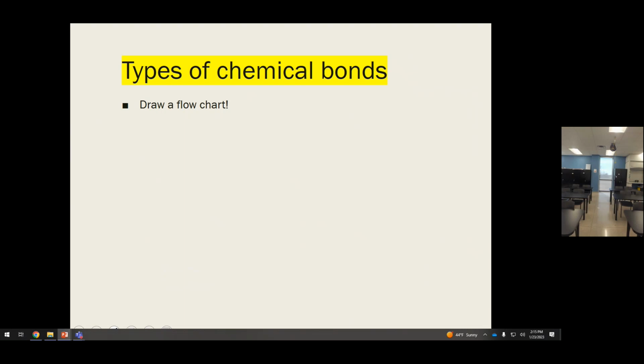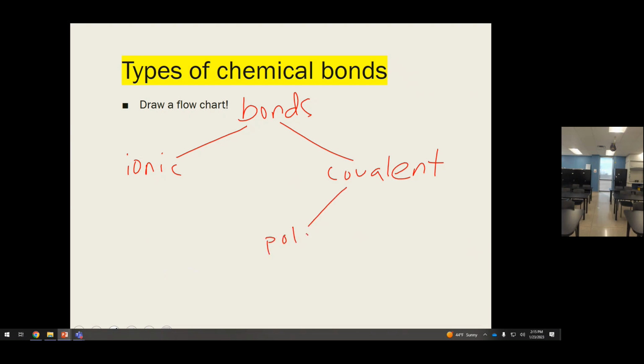Types of chemical bonds. We're going to draw a flow chart right now. Here is the flow chart. Chemical bonds. Wow, it's really hard to draw with my finger. We have ionic bonds that we're going to talk about. We're also going to talk about covalent bonds. Covalent bonds, there's two types. We have polar covalent bonds, we have non-polar covalent bonds, and one type of polar bond is a hydrogen bond. There we go, hydrogen.